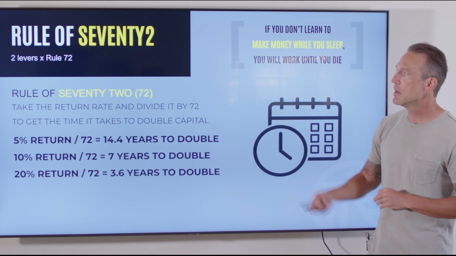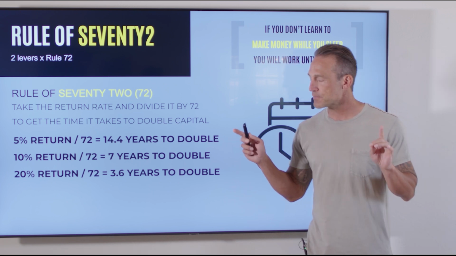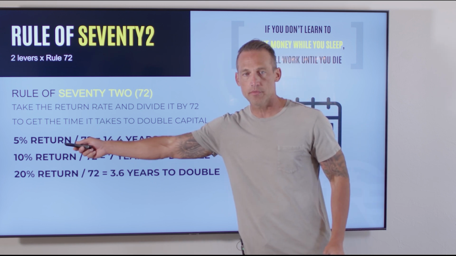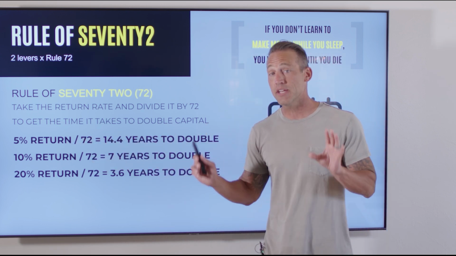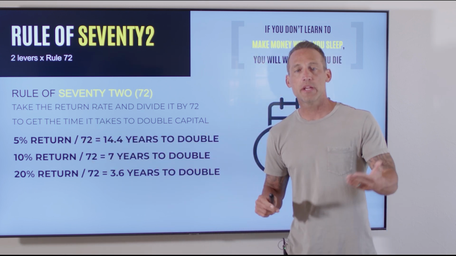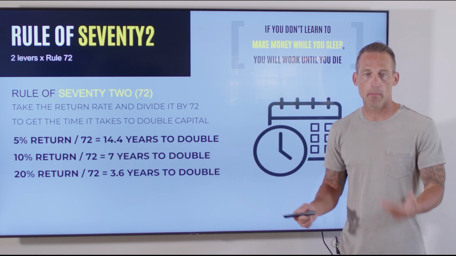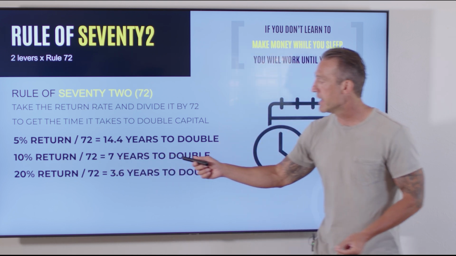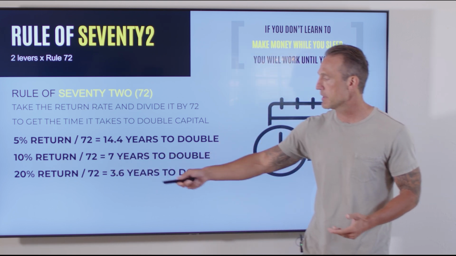Let me show you how this works. First of all, time. Now, the rule of 72 says that all I do is I take the rate of return, 5%, divided by 72, and it tells me how many years until my money doubles. 14 years to double my money. Now, if I go to 10% return divided by 72, I wait 7 years to double my money, 20%, 3.5.